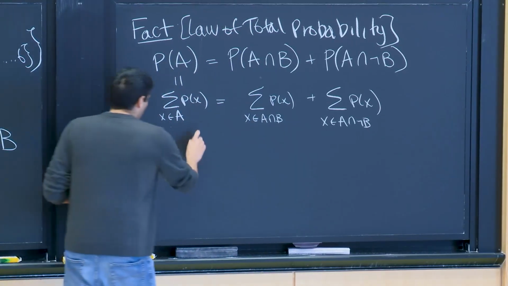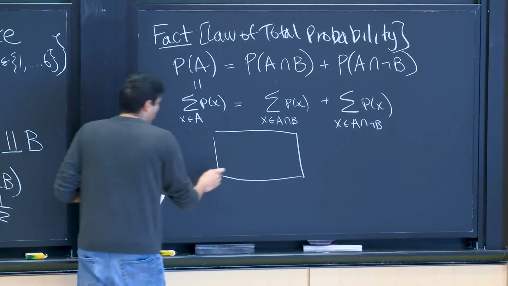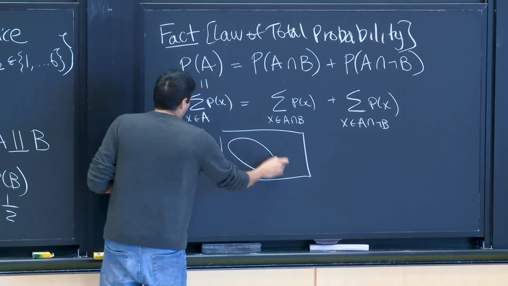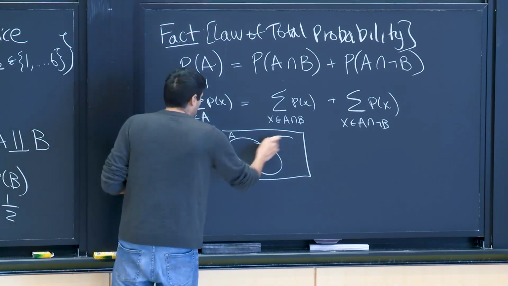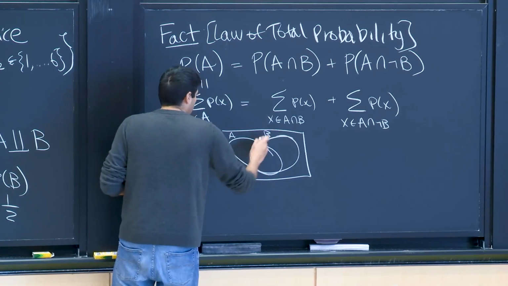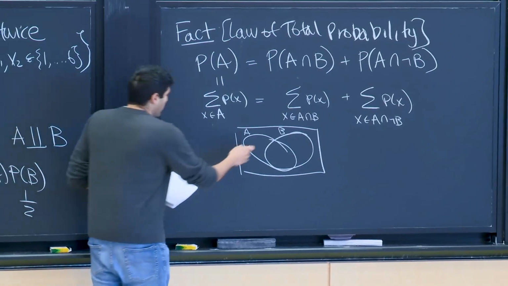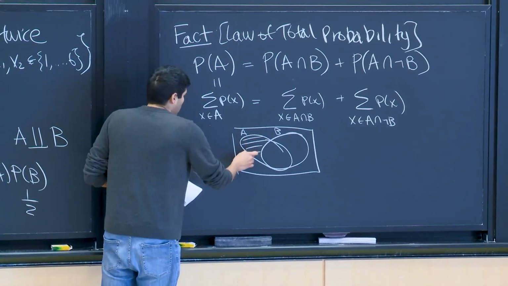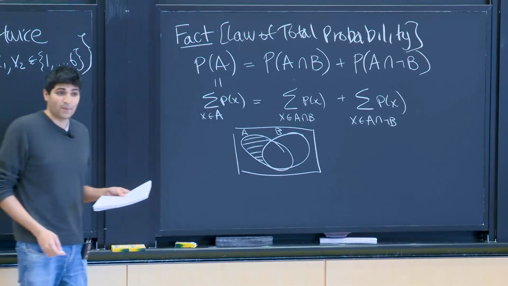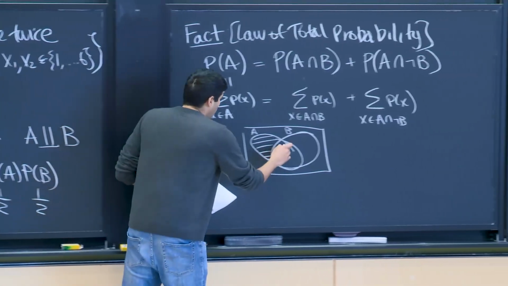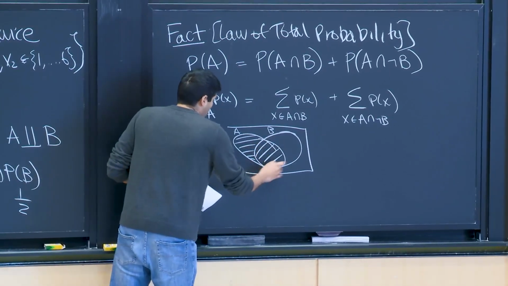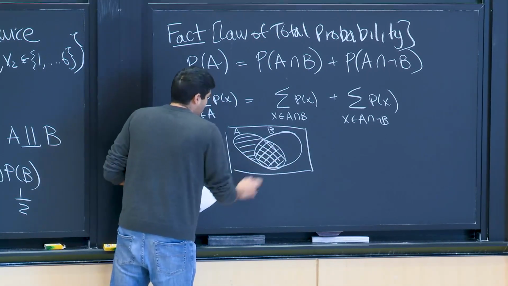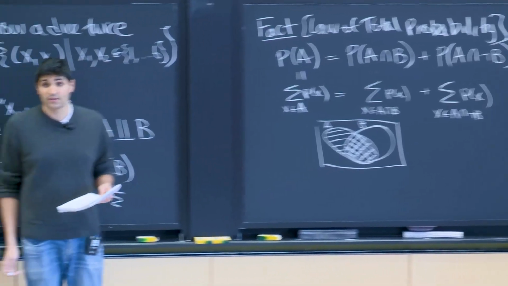And so pictorially, we can go back to our favorite diagram. We have this event A that we care about, we have this other event B, and then we can break up this event A into two pieces, one where A happens and B does not, and one where A happens and B does. And together they cover the space.